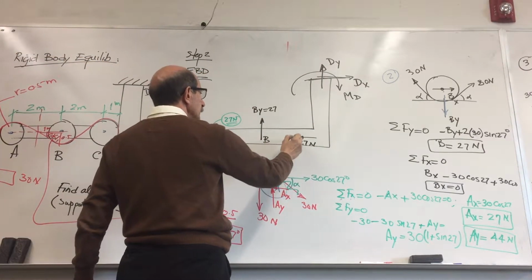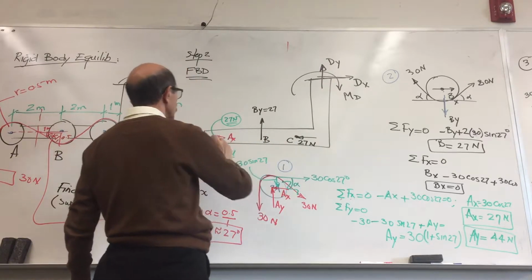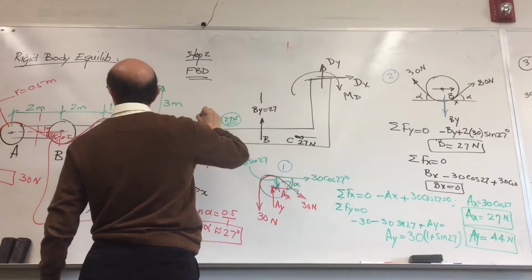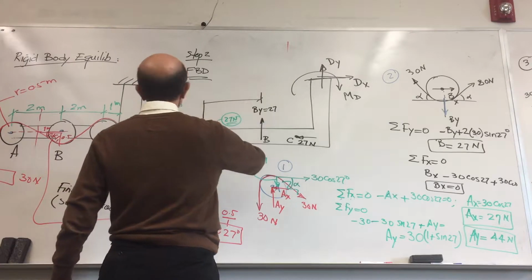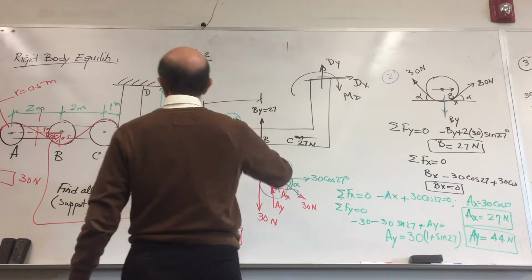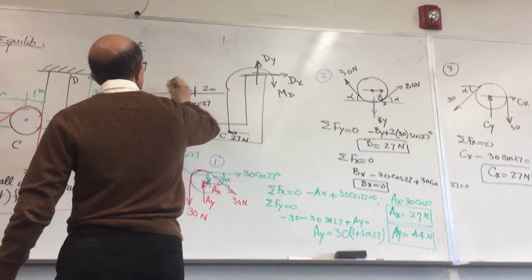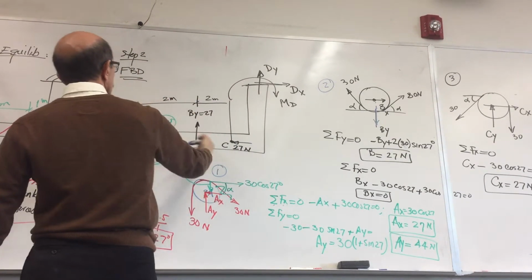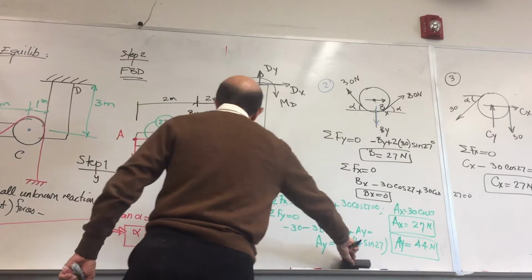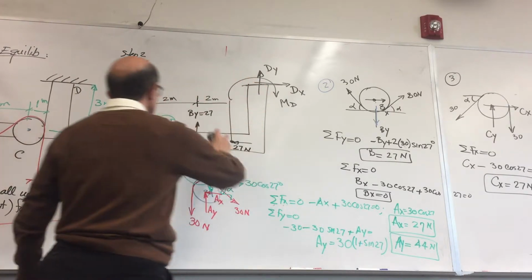This is B, this is C. Okay, and you have this, oops, and this, 2 meters, 2 meters. I should have moved this a little bit that way. Doesn't look good.